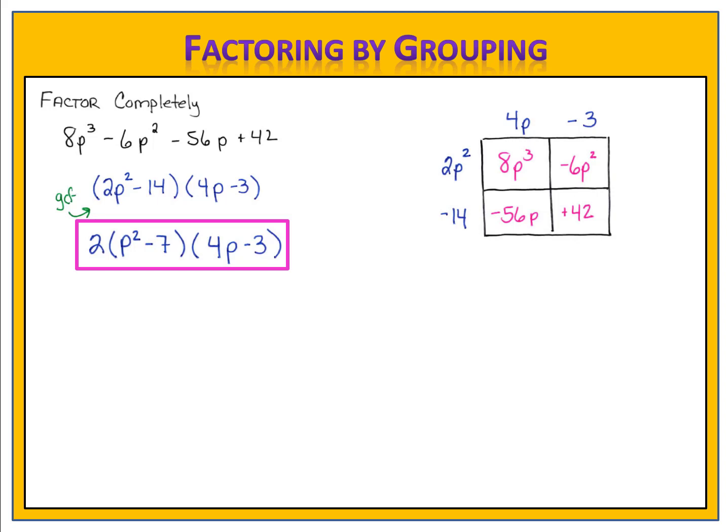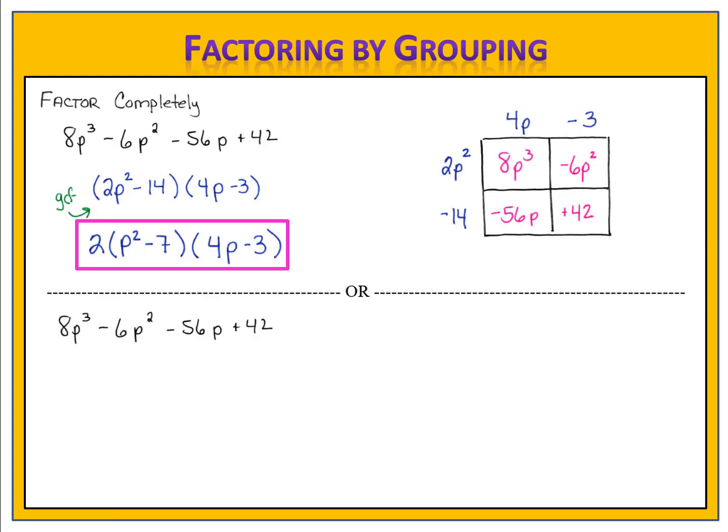And this is what your work would look like if you began with the grid to do factoring by grouping and then took the common factor out of the first binomial. The other possibility would be to begin by factoring out the greatest common factor of 2, leaving us with the polynomial 4p to the third minus 3p to the second minus 28p plus 21.